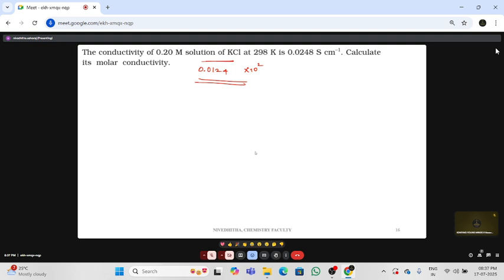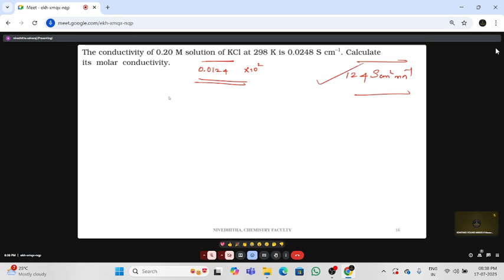See, you told me two values. One is 0.0124 into 10 power 2, and Bhumika's answer is 124. Among these two values, one answer is right. So, how about Aditi and Rakshan? See, the answer is 124 Siemens centimeter squared per mole. This is the exact answer.